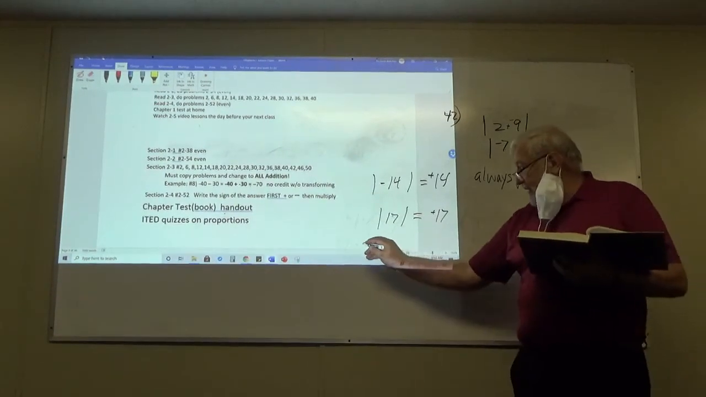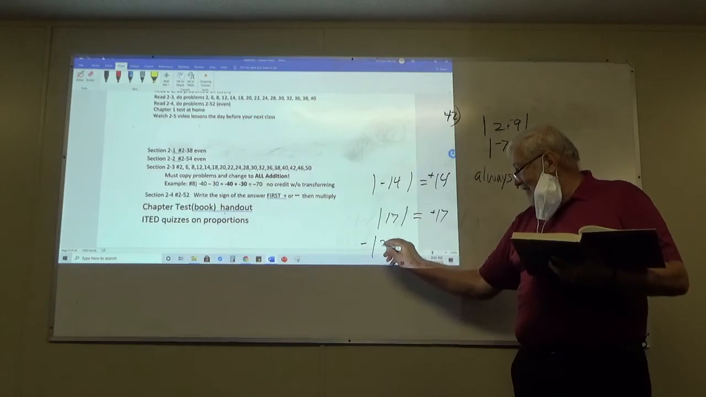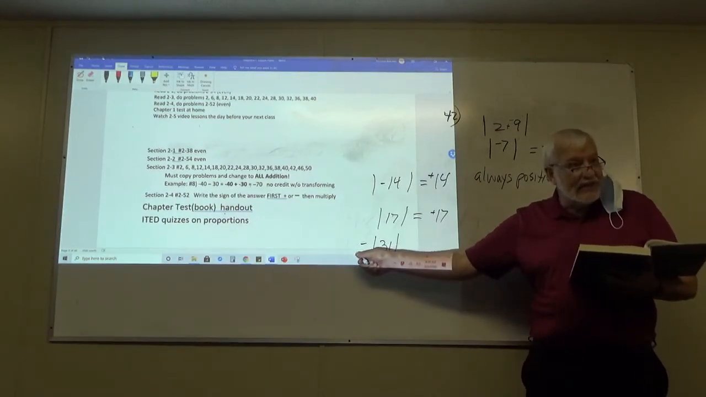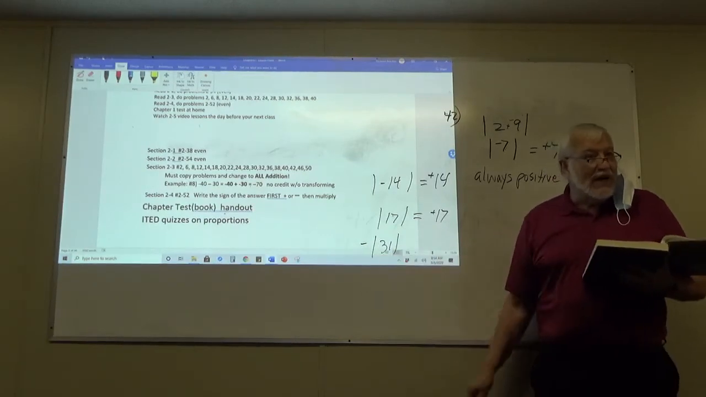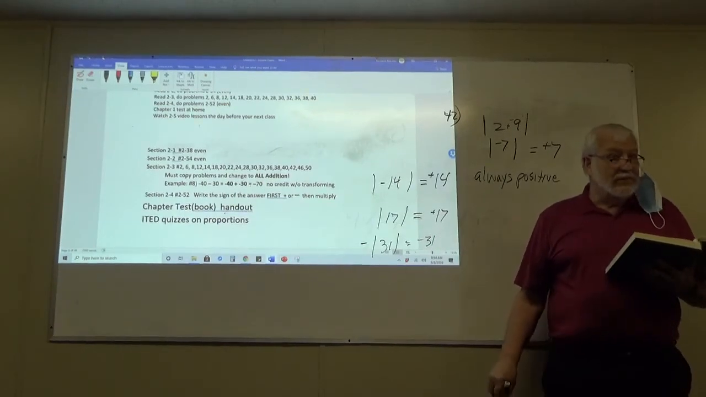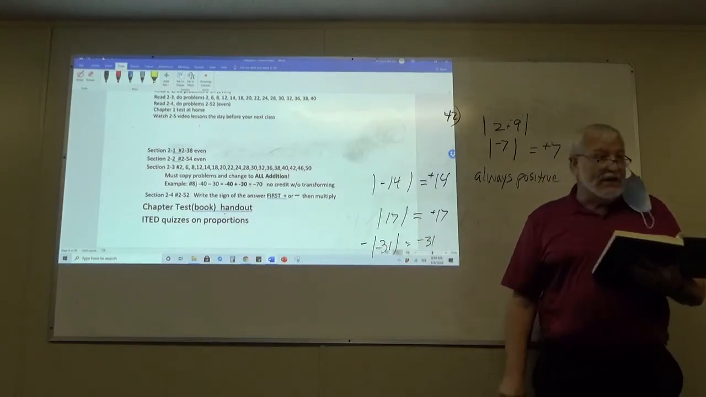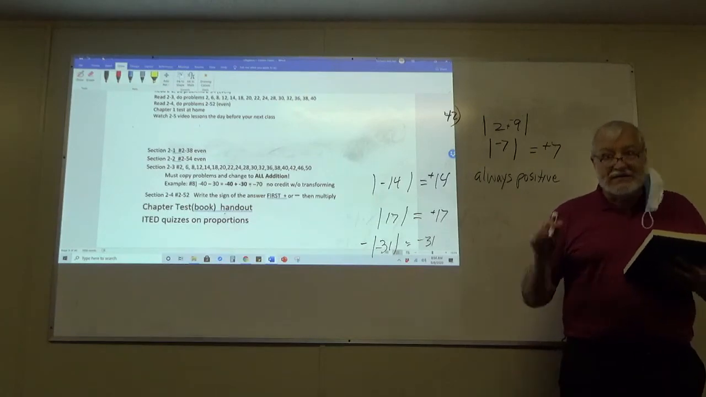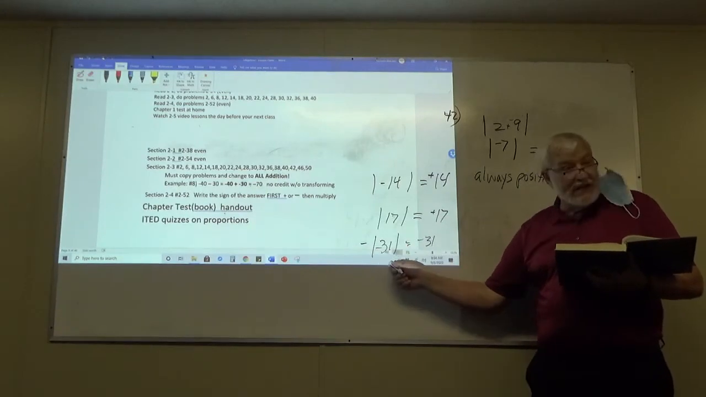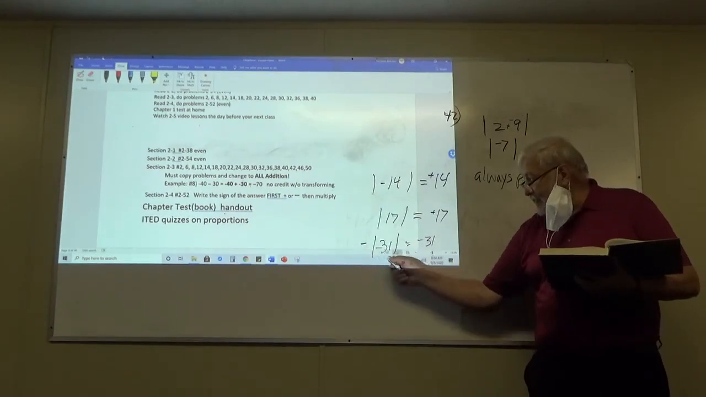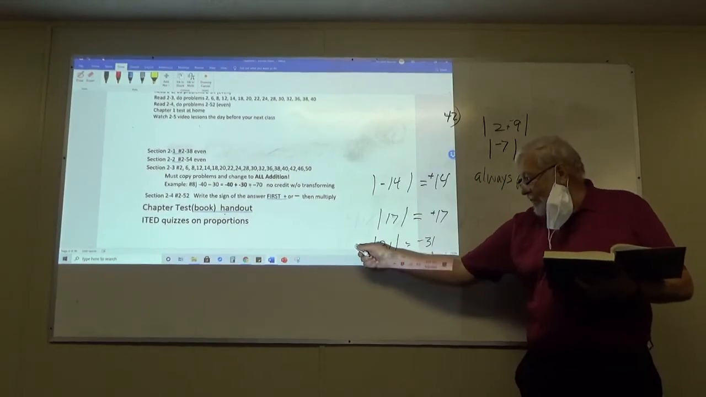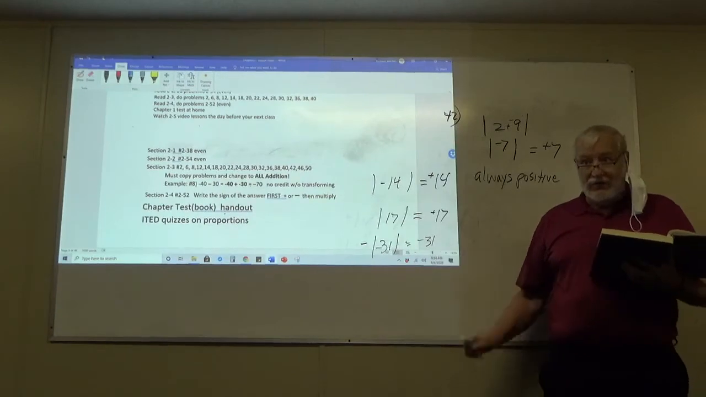Okay? And so, what is this? This is the opposite of the absolute value of 31. This would be negative 31. What happens if I put a negative sign in here? All right, it's still the same because of order of operations. I go inside first and say, what is the absolute value of negative 31? It's positive 31. And then what's the opposite of positive 31? It's negative 31.